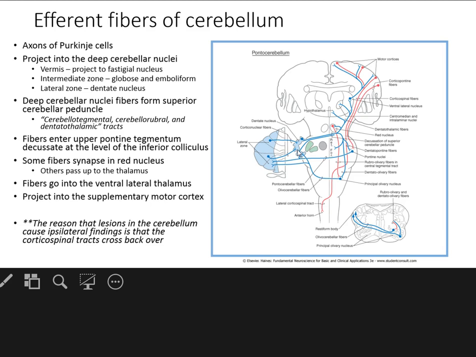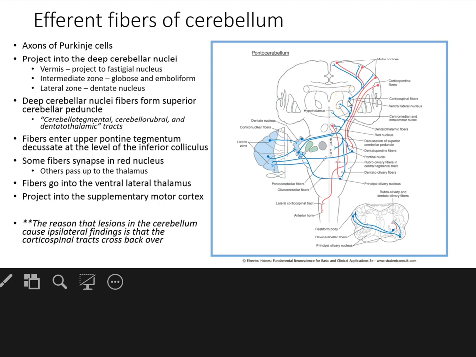Some of these fibers will synapse in the red nucleus, some will synapse in the pontine tegmentum, and others will pass right on up to the thalamus into the ventrolateral thalamus. Let's look at how this happens. So here we are in the dentate nucleus, and you can see that these tracts are passing through the superior cerebellar peduncle, decussating over in the pontine tegmentum, with some of these fibers synapsing in the red nucleus and in the pontine tegmentum, and other fibers going all the way up into the ventrolateral thalamus.